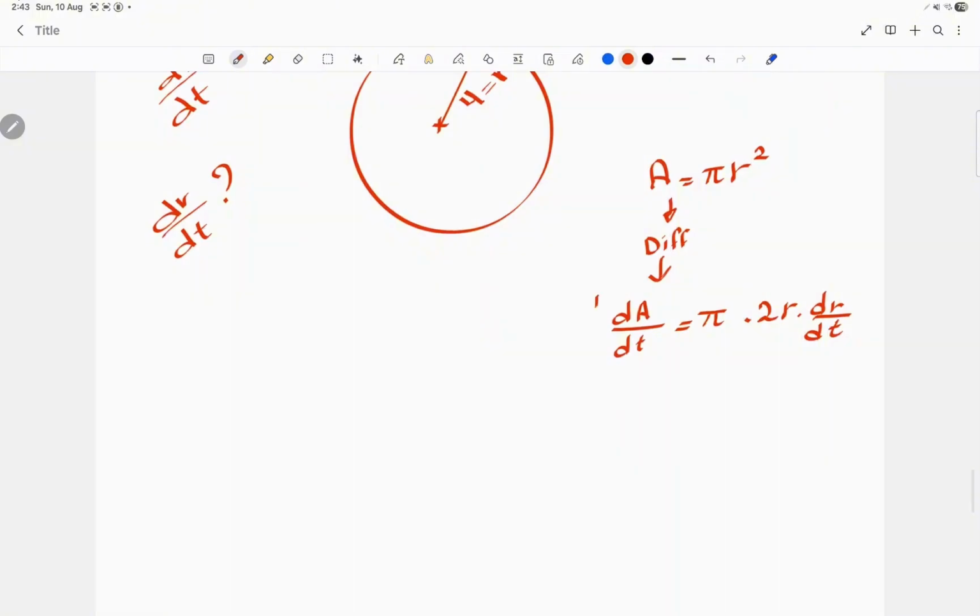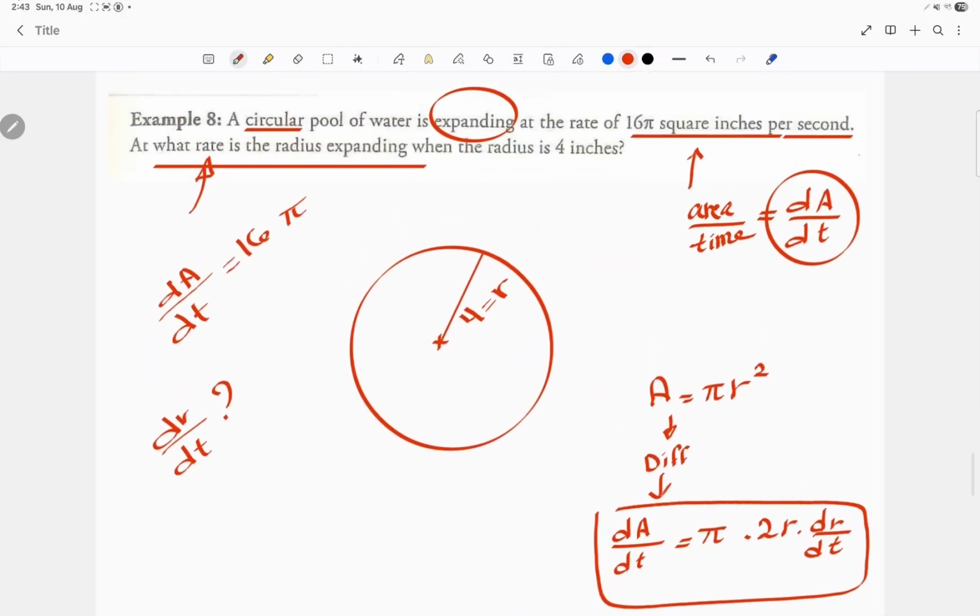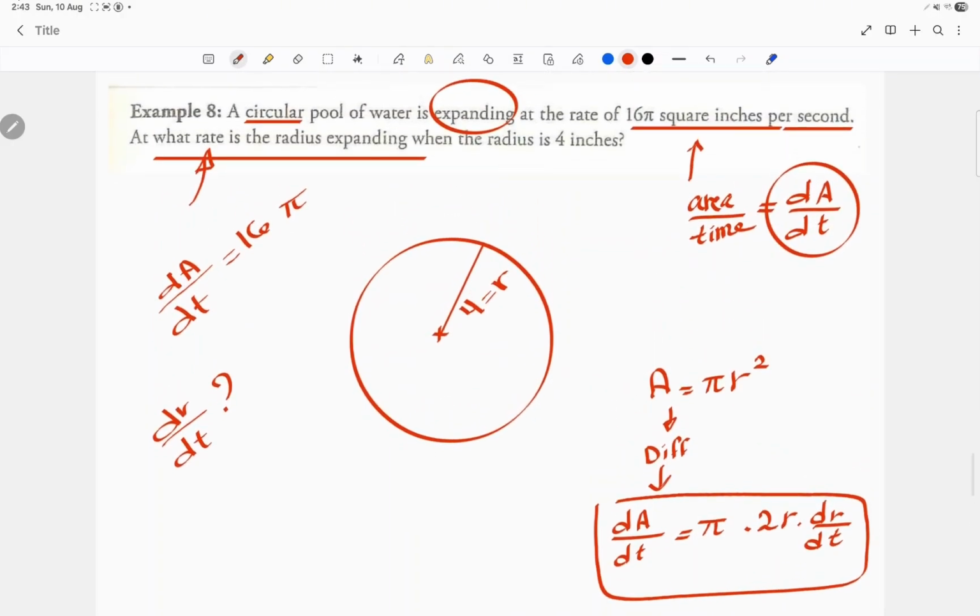So we're going to have dA over dt is equal to pi times 2r times dr over dt. Are we already given dA over dt? Yeah. How much is it? 16 pi. 16 pi is equal to pi times 2 times r, which is 4, times dr over dt.